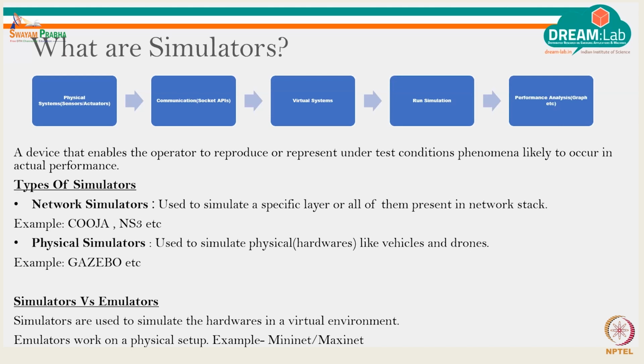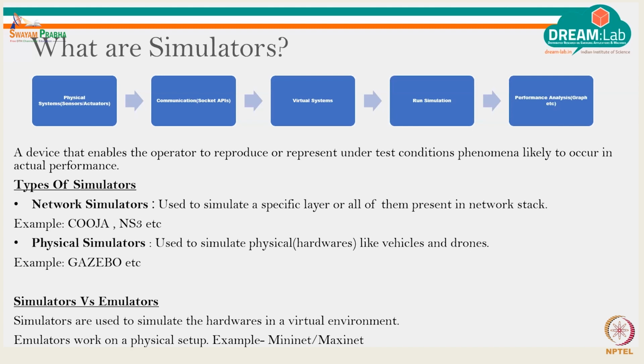You have various types of simulators: network simulators and physical simulators. Network simulators are used when you're trying to simulate your network stack, which is basically when you consider your OSI model. So you have Cooja, which comes under Contiki OS, and NS3, which you can use as network simulators. When it comes to physical simulators, it's basically when you're trying to simulate any of your hardware, like vehicles or drones, for which you can use SUMO or Gazebo as a simulator.